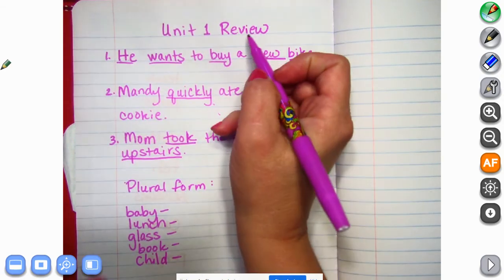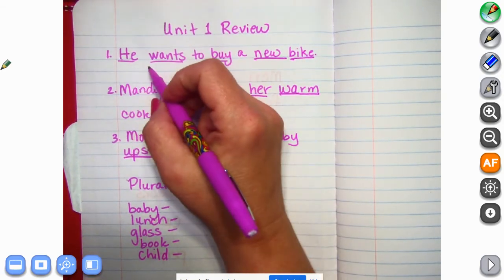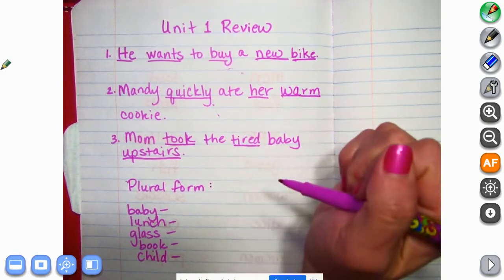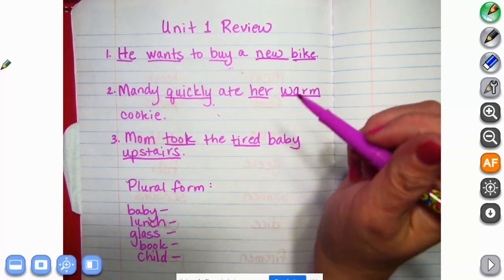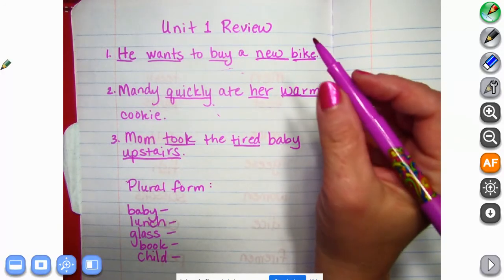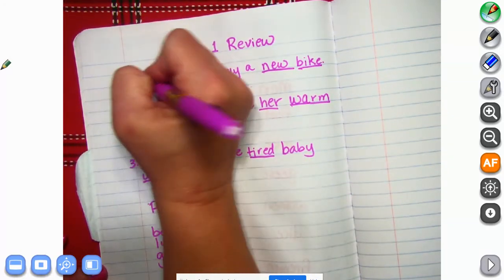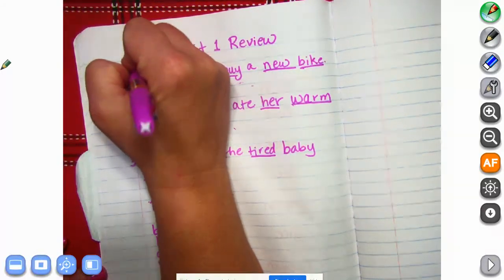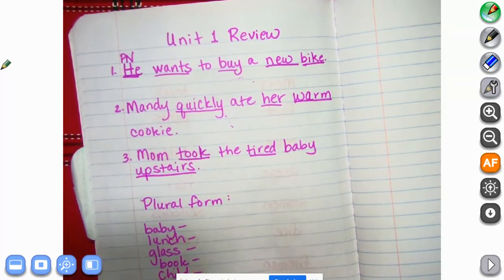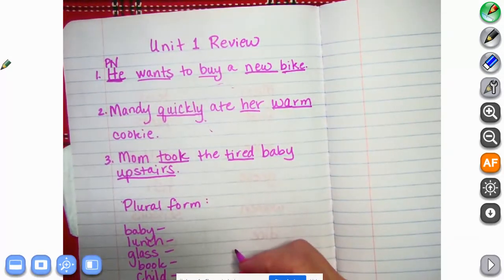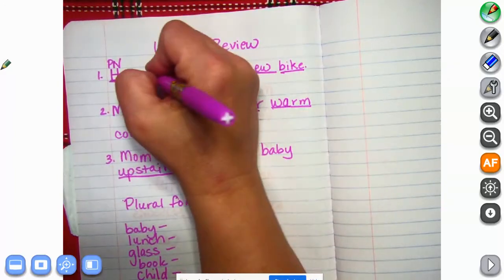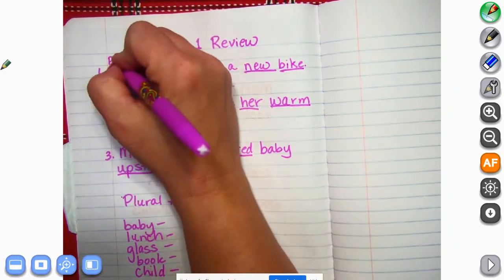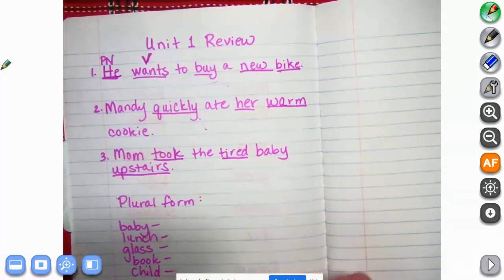We have Unit 1 review. Number 1, he wants to buy a new bike. He, wants, buy, new, and bike are all underlined. We're going to talk about what part of speech each of them are. So above the word he, what part of speech is that? It is a pronoun. PN stands for pronoun. He wants. Wants is his verb. It's his action verb. And this is also our subject noun, isn't it?